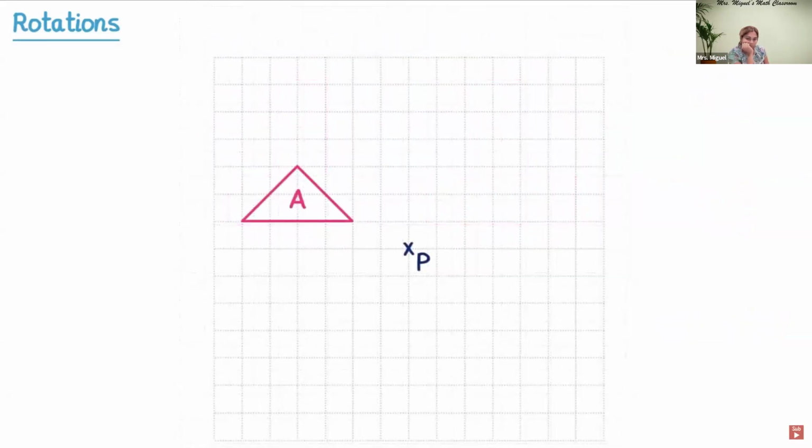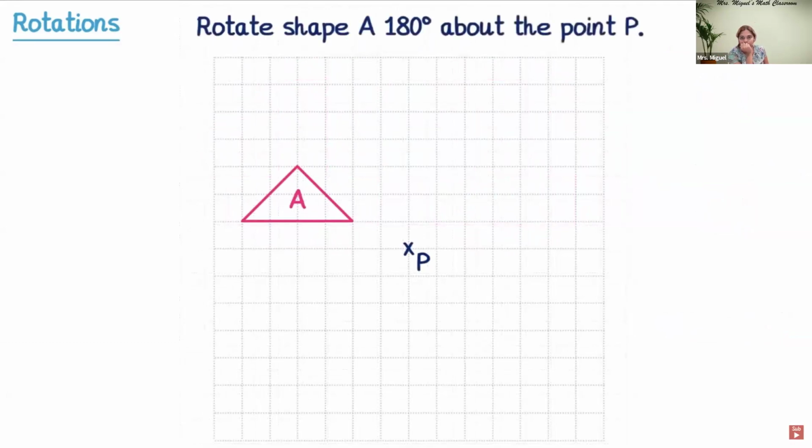Sometimes you may be given a shape and asked to rotate it around a particular point. So for this question, it says rotate shape A 180 degrees about the point P. To do a question like this, I'd use a piece of tracing paper. First of all, trace around the shape that you're going to rotate, and then take a pencil and place it firmly onto the point you're rotating around. So we'll place a pencil on the point P here. Then, with this firmly pressed in place, turn your tracing paper the amount of degrees you've been asked to.